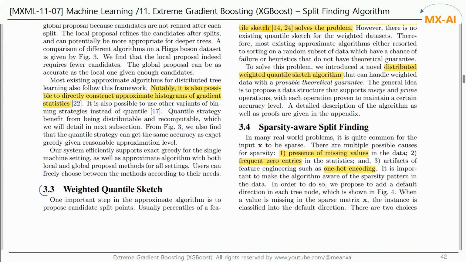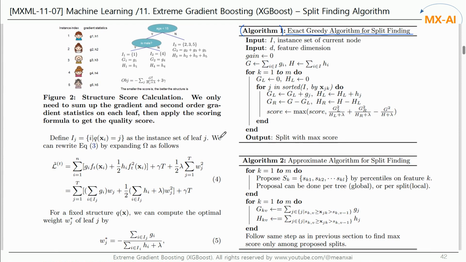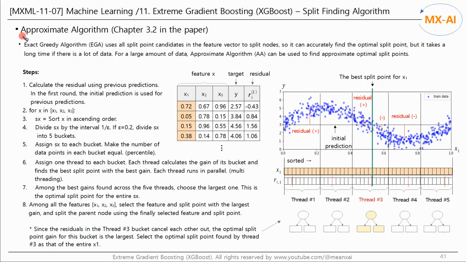And Section 3.3 introduces the weighted quantile sketch algorithm. We'll look at this algorithm in the next video. In this video, we will look at Algorithm 2, the approximate algorithm for split finding. Let's take a look at the approximate algorithm presented in Section 3.2 of the paper. As mentioned earlier, if you have a lot of data, you can use the approximate algorithm to find approximate split points.